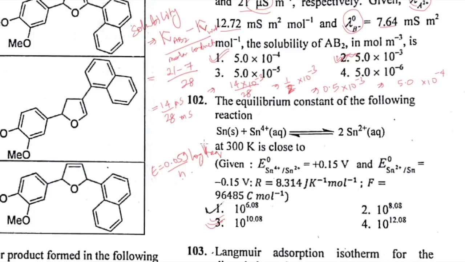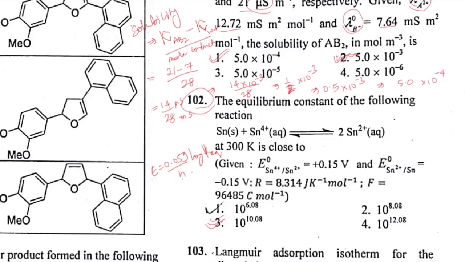I think I have made some calculation mistake, because I found that many of the students have done this, and that's why I'm thinking I have done it wrong. I didn't do it properly twice also. So I'll just ask you guys to solve this 102 and tell me the answer. Is it option 1 or 3?